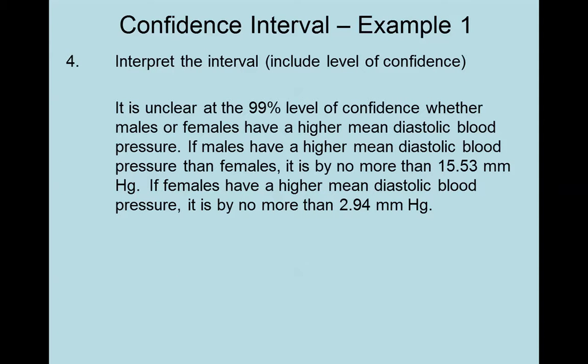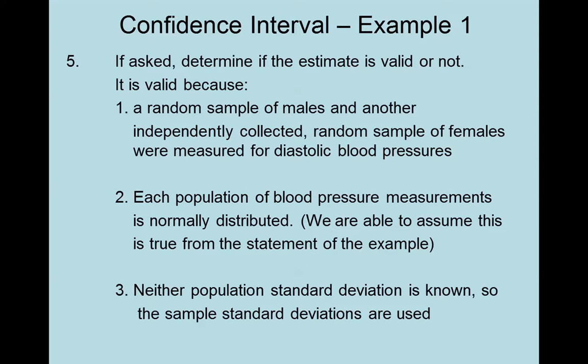And then you would want to write your interpretation. Now, you're probably going to write down a couple of things on your paper before you really type this out. But in this case, this would just be the interpretation that we worked through and eventually came up with when we were interpreting the interval earlier. And then if asked, determine if the estimate is valid or not.